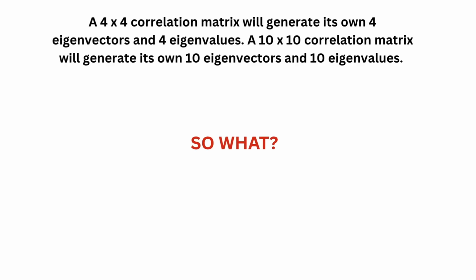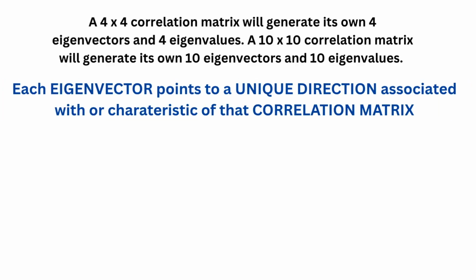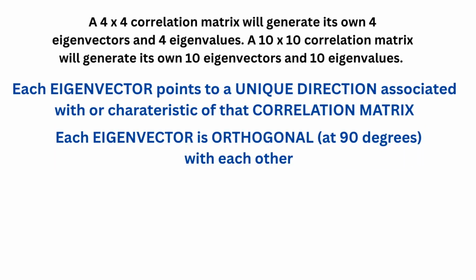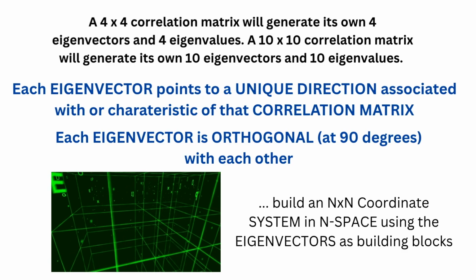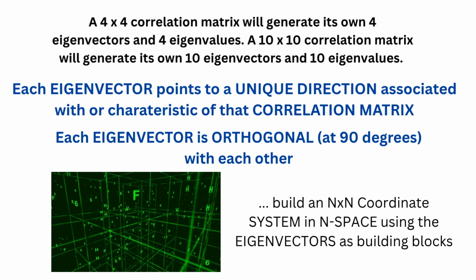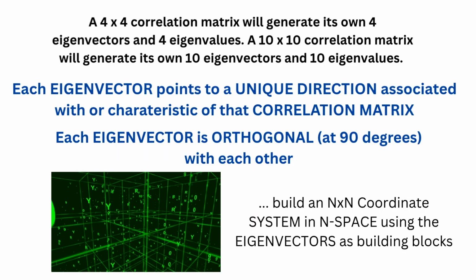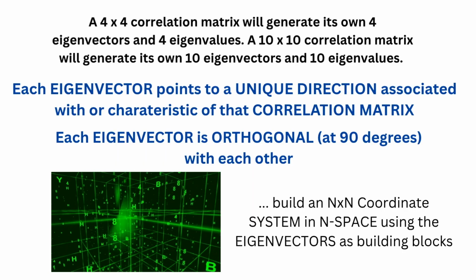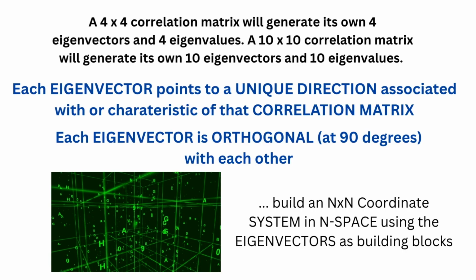What is the implication of that? Remember that each eigenvector points to a unique direction in n-space associated with the correlation matrix. And those directions never change, even after multiplying by the correlation matrix. It also happens that the eigenvectors are orthogonal, or at 90 degrees, to each other. That means we can build an n-dimensional coordinate system along the lines of the eigenvectors. The problem here is that for us humans, it's hard to visualize 4D or 10D for that matter. So we'll just work with two-dimensional space to build the intuition.